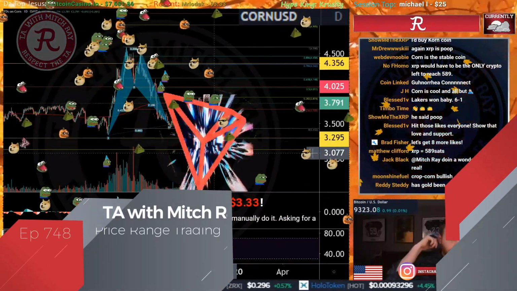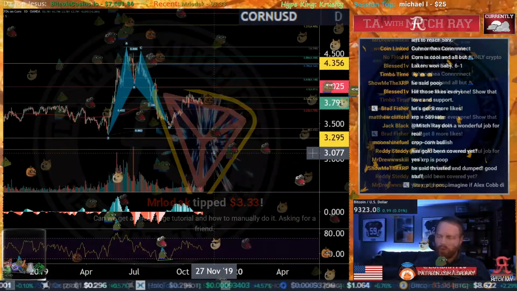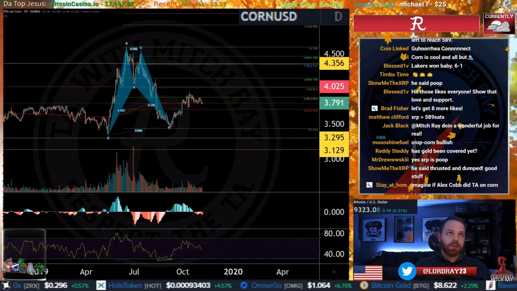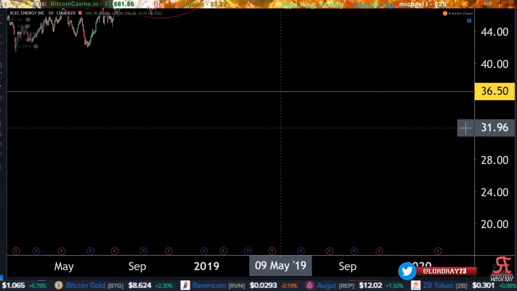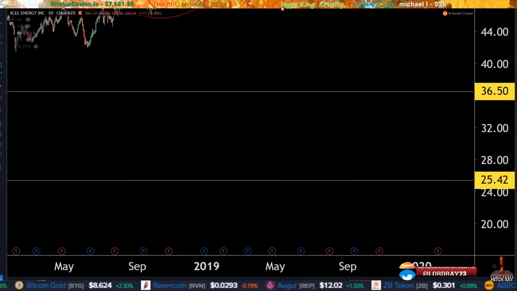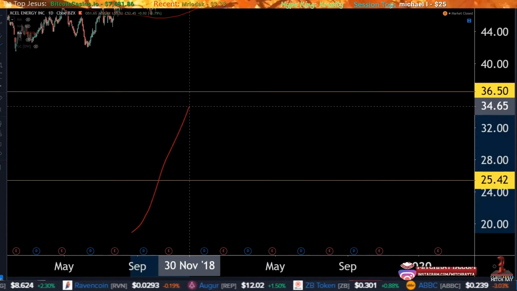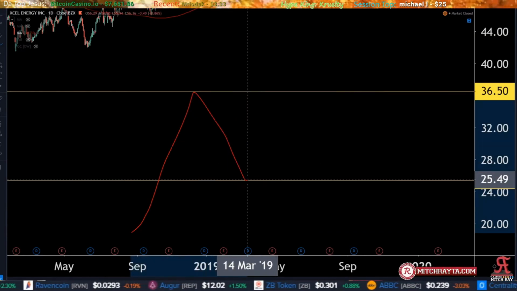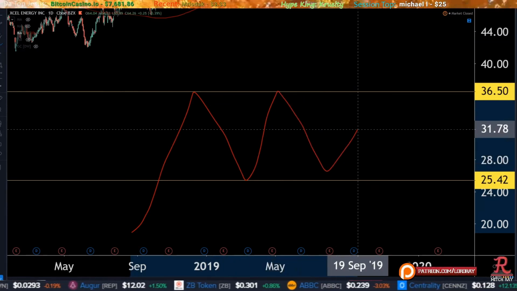Can we get a price range tutorial on how to manually do it? Asking for a friend. What do you mean, just a price range tutorial? I mean, it's simple. Very, very simple. Price range: where something is in an uptrend and then it breaks the upside and then it sells off, and it just creates this range.